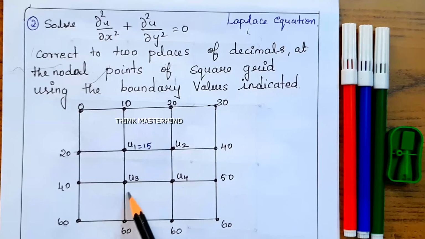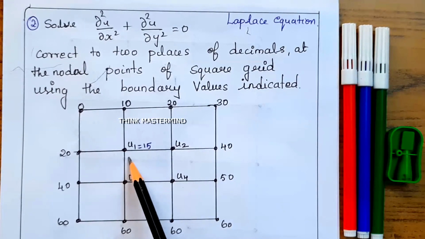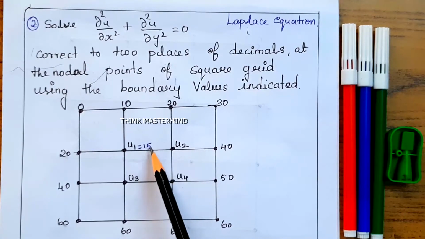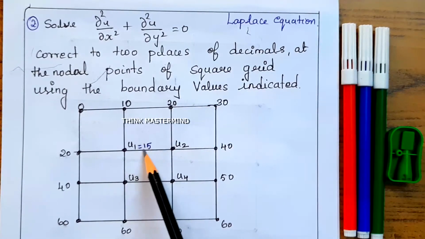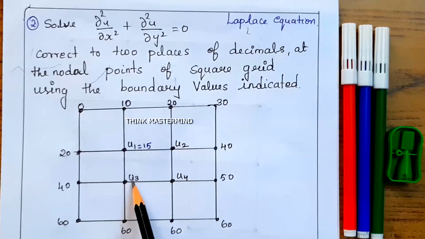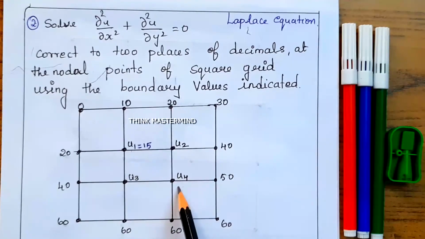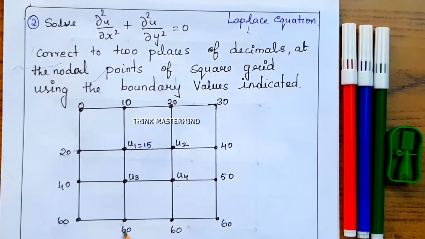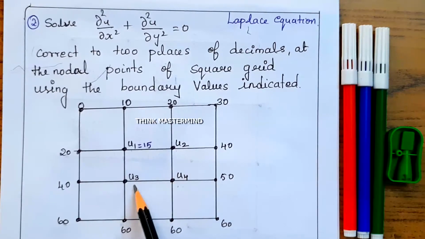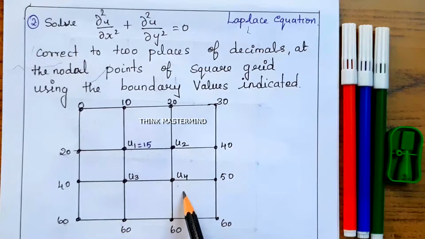Suppose I am taking u3. When I am using the standard 5-point formula, u1 is unknown, it is not given in your problem. The unknowns are u1, u2, u3, u4. To find u3 with the standard 5-point formula, u1 is unknown, u4 is unknown, and these two values are given. Similarly, to find u4, u2 and u3 are unknown. To find u2, u1 and u4 are unknown.